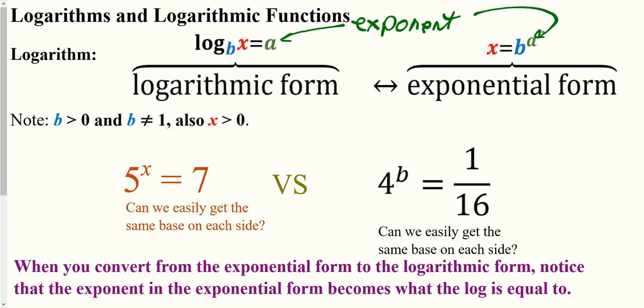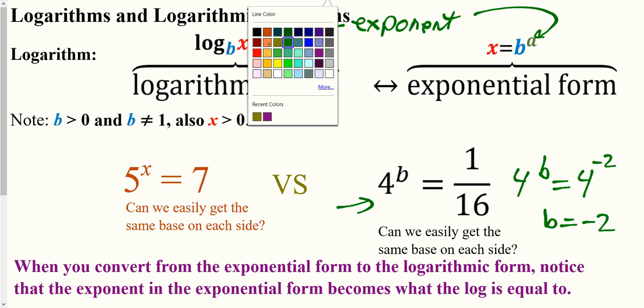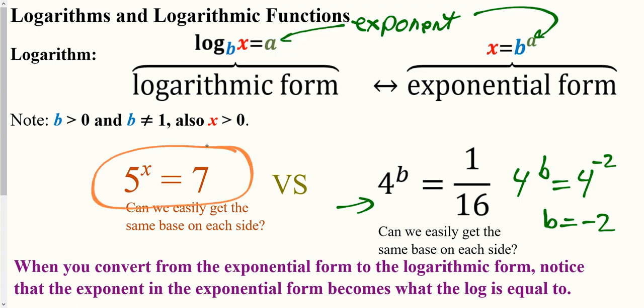You might be wondering, why do we need to learn about logarithms? Well, if we take a look at this one here, we can easily get a 4 on each side. Remember, 16 is 4 squared. That's really 1 over 4 squared, so it's really a negative 2. Since you have the same base on each side, you can set the exponents equal and solve it. But when you look at the one over here on the left, there's no way to rewrite 5 or 7 so you can get the same base on each side. That's why we need to use logarithms. Logarithms allow us to solve for that exponent without just using guess and check.